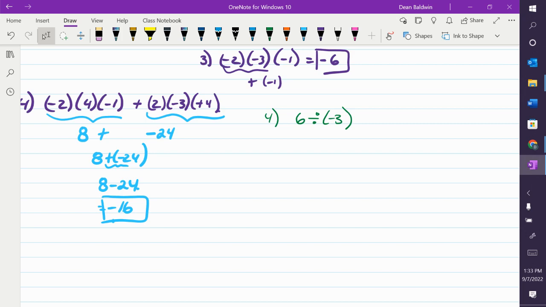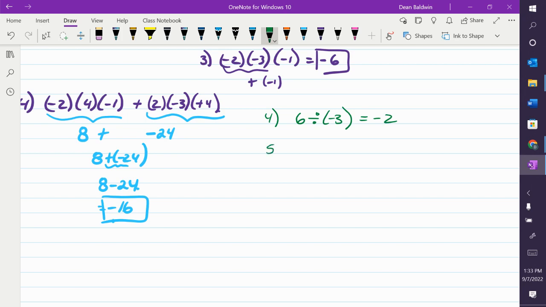Negative. Okay, so we know the answer has to be negative. What's 6 divided by 3? 2. So the answer is negative 2.